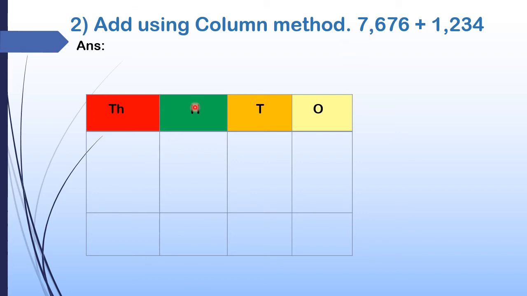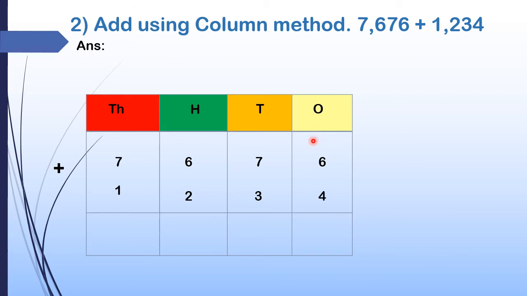Okay. Now we have to write the given number in the table according to their place values. So here 7000, isn't it? So we have to write 7 in the thousands column. Then the 6 in hundreds column, 7 in tens column, again 6 in ones column. Then look at the second number. So 1234. So 1 in thousands column, 2 in hundreds column, then 3 in tens column, then 4 in ones column. Then plus symbol. Okay. Now we have to add from ones column.